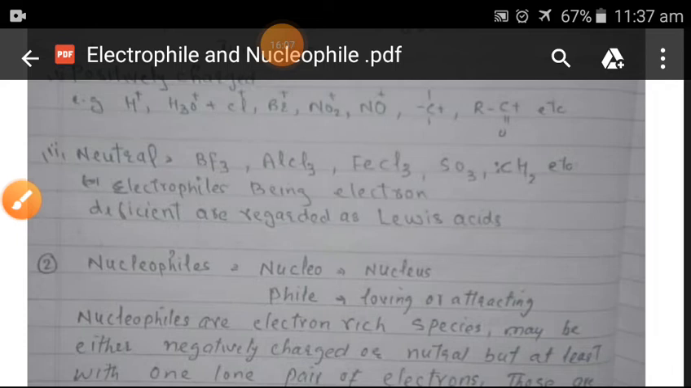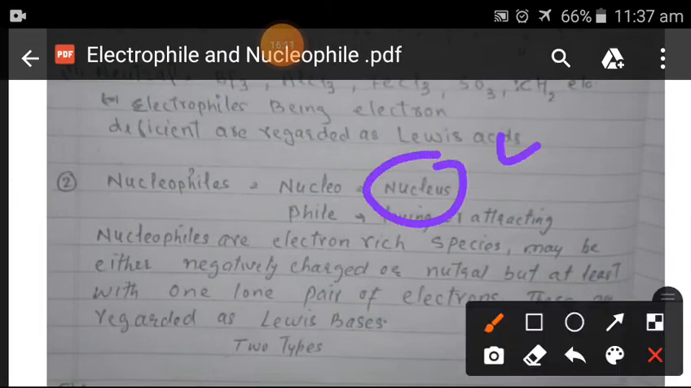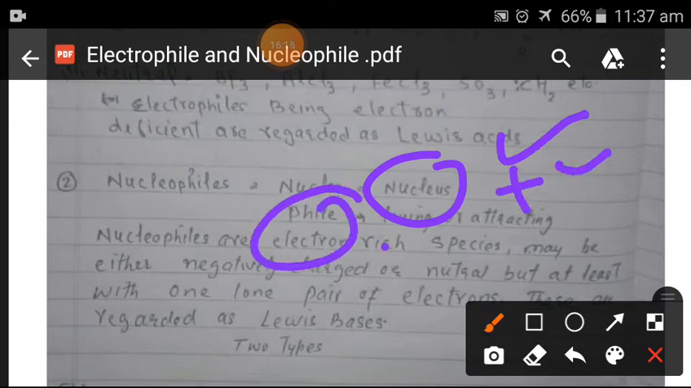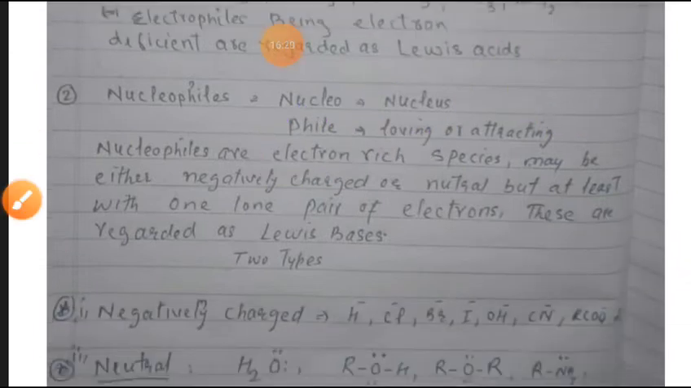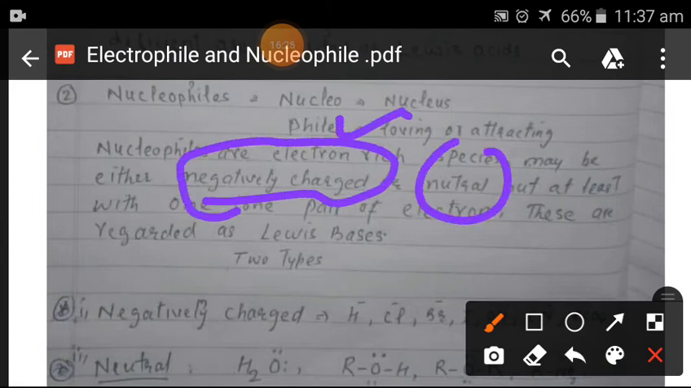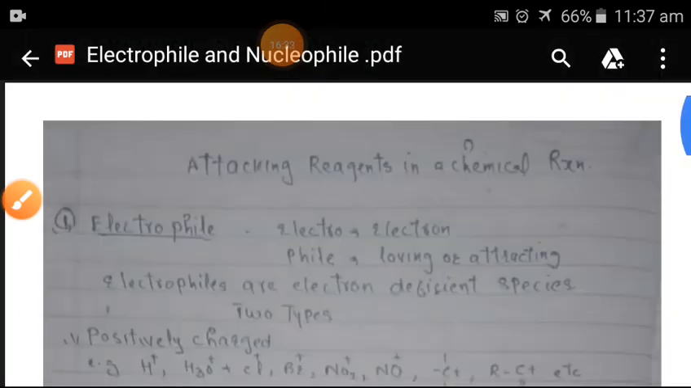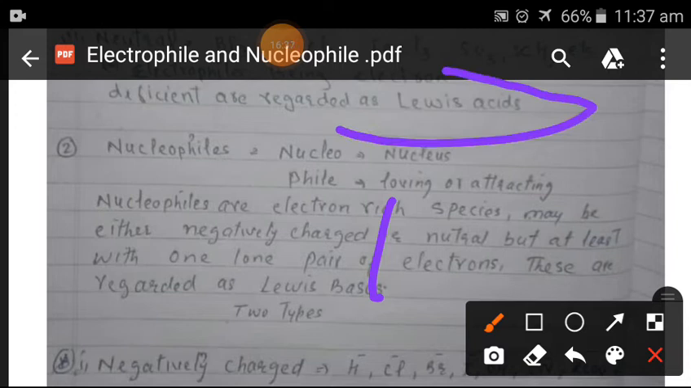So nucleo means nucleus, meaning electron deficient centers, positive charge centers. Phile means attracting or loving. Clear? These nucleophiles, or electron rich species, may be negatively charged or neutral, but must have at least one pair of electrons. These are regarded as Lewis bases. In the case of electrophiles, these are regarded as Lewis acids.